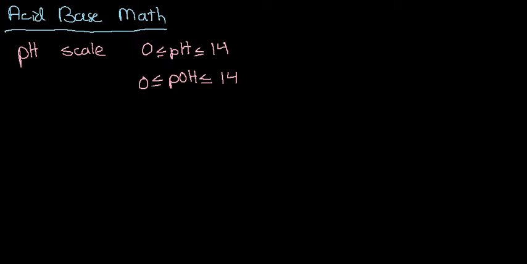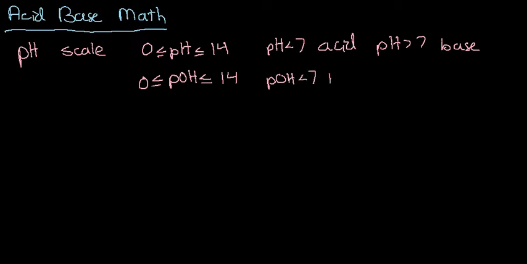And what you might know about the pH scale is that if the pH is less than 7, we say that it's an acid. If the pH is greater than 7, we say that it's a base. And if it is 7, it's neutral. Well, for the pOH scale, it's pretty much the same thing. It's just flip-flopped. If the pOH is less than 7, it is a base. And if the pOH is greater than 7, then it's simply an acid. So it really is the exact same thing.